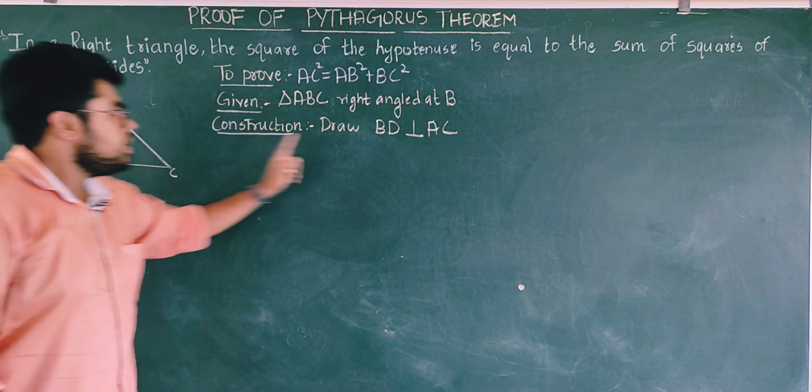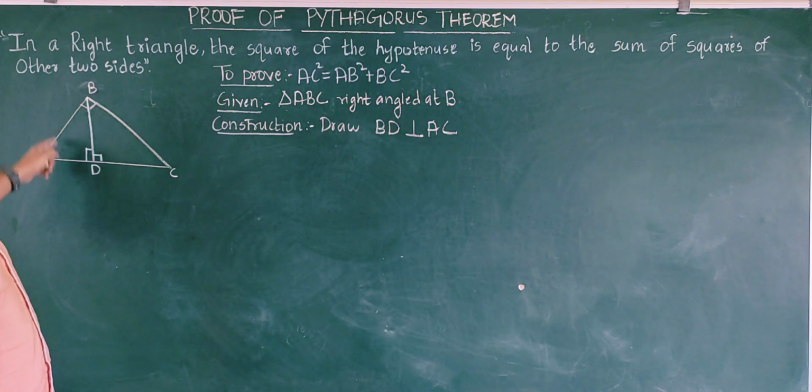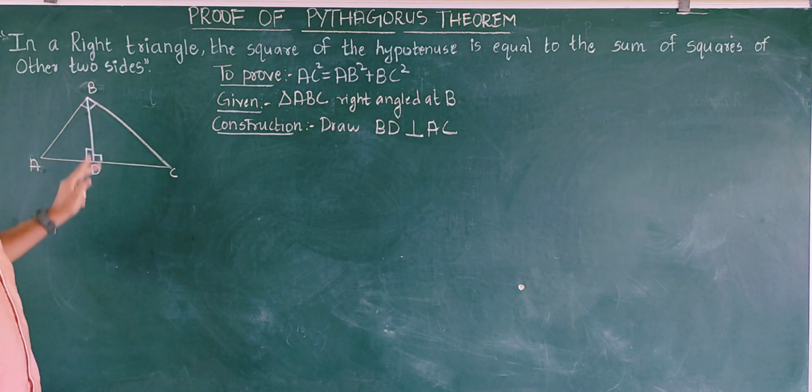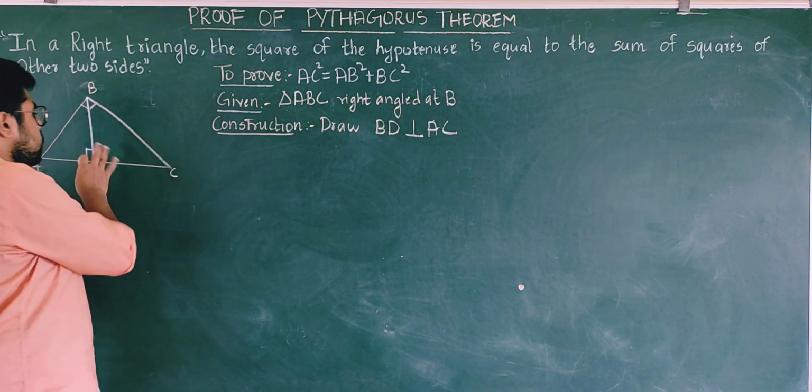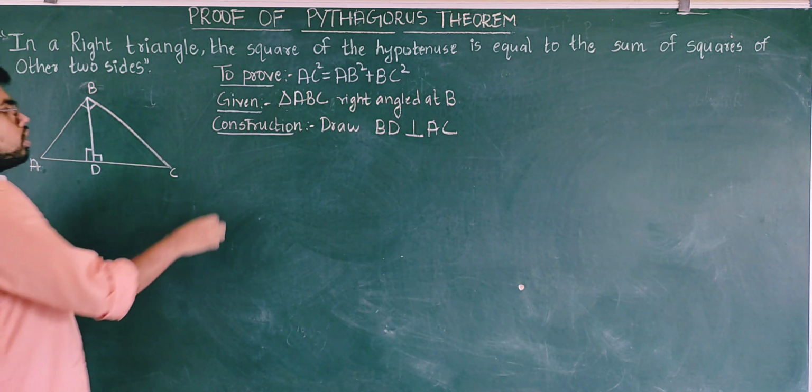First draw this; in the beginning, don't draw all of this. Now you draw the construction. Now, let us go to the proof.